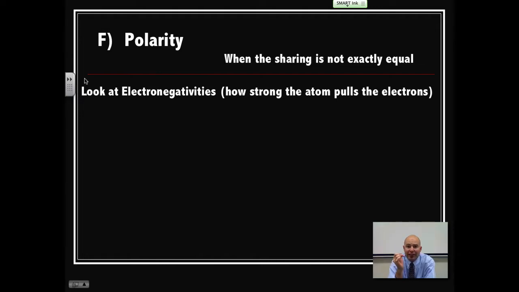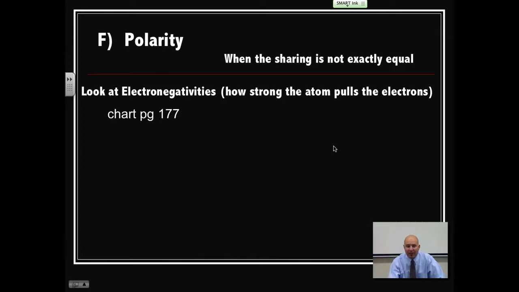Electronegativity is how strong the atom pulls the electrons, how much that atom wants to have an electron. Okay? And so if one pulls harder than the other, then there's going to be unequal sharing. If there's equal pull in each direction, then we would have a non-polar molecule. Now, there's a chart in your book, page 177. Please take a look at it there, and that's where you're going to use it.